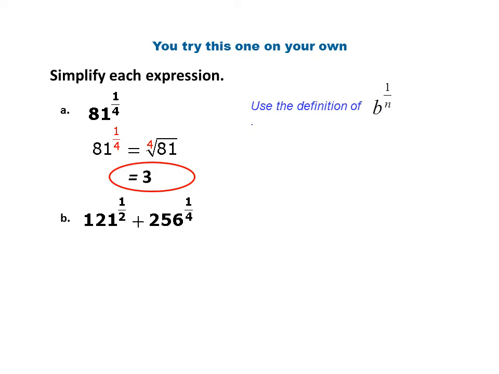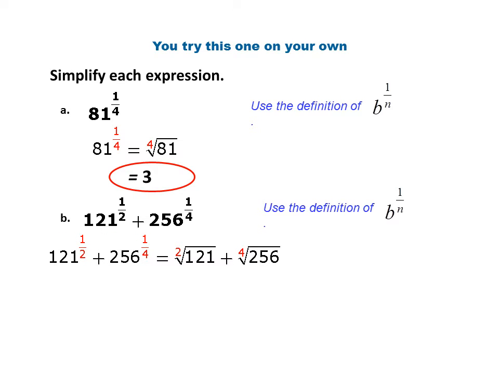Okay. So for letter B, it says 121 is raised to 1/2, and it's added to 256 raised to 1/4. Now, when I write in square root form, it's going to be the square root of 121. This time I wrote the 2, and then the 4th root of 256. You all know what multiplied by itself twice gives you 121 is 11, and the other one is going to be 4. It means a number multiplied by itself 4 times. 4 times 4 times 4 times 4, and the answer is 15 altogether.